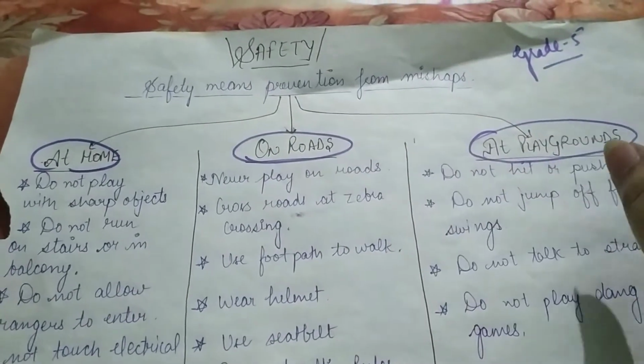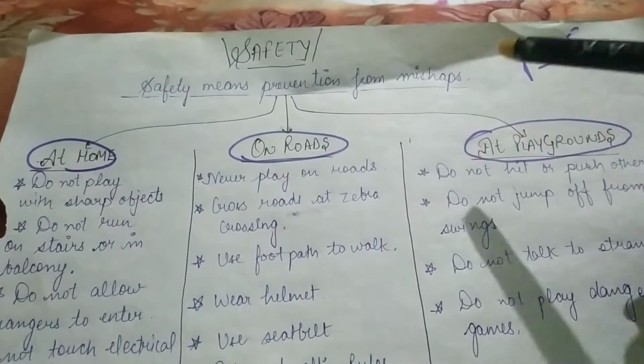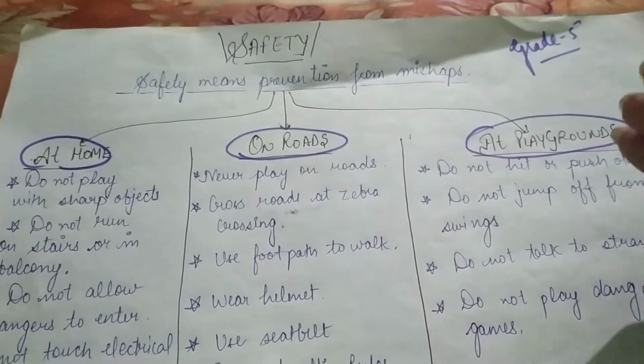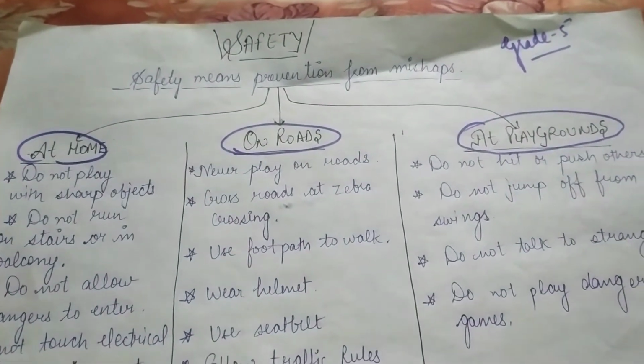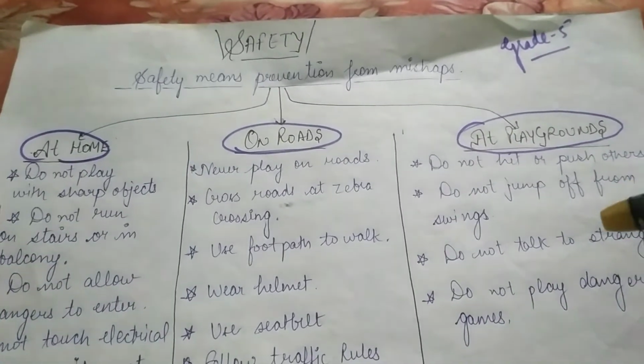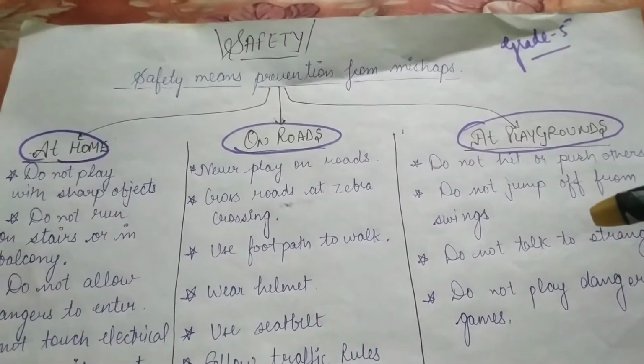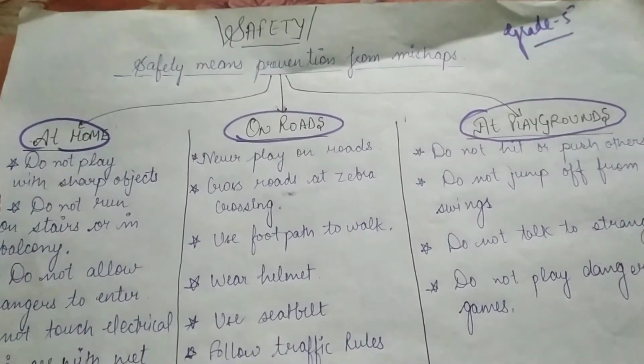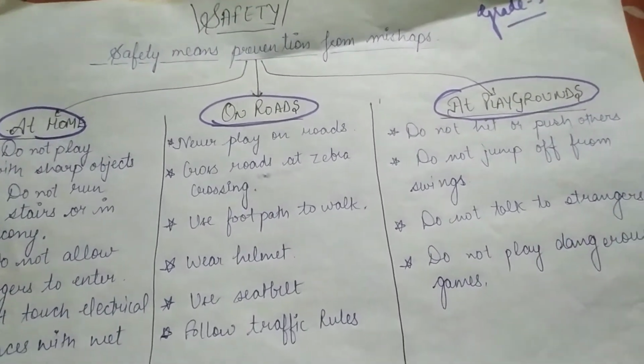Now, what do you mean by safety? Safety means prevention from mishap. That is what you can do so that there is no accident, no harm to yourself. Now, students, we should use different safety measures at different places.